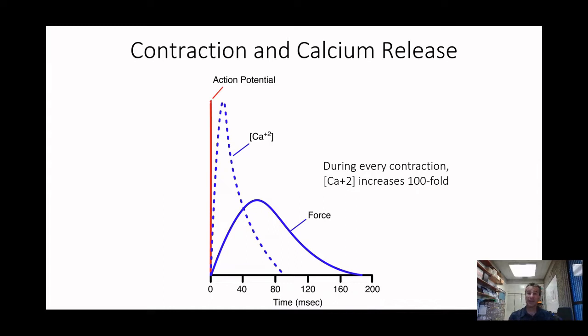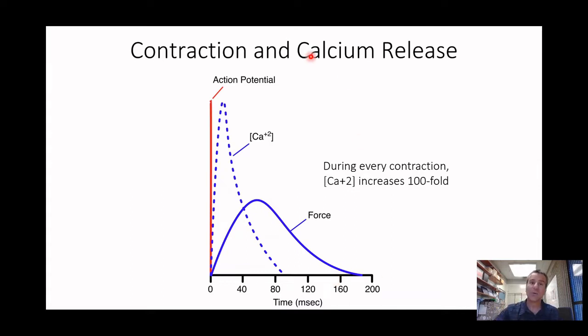So the first thing we look at is what happens every time we contract a muscle. We send an action potential from our brain or our spinal cord to the muscle. The first thing that happens within the muscle is calcium release. Calcium increases about 100-fold within the active muscle, and then it's going to come down. Force is going to be generated after the calcium, because calcium is going to bind to troponin C. It's going to activate the myosin-actin interaction, and now you're going to get contraction.